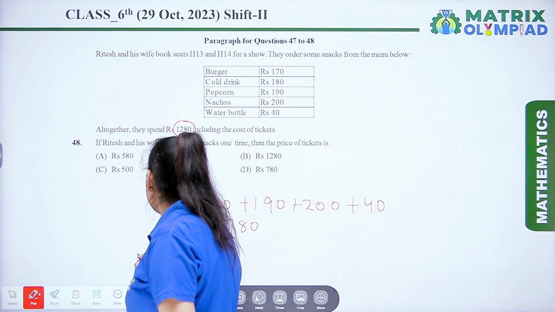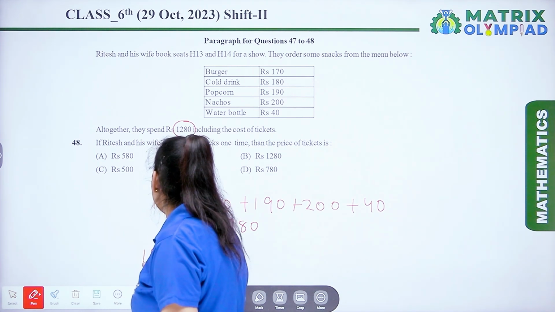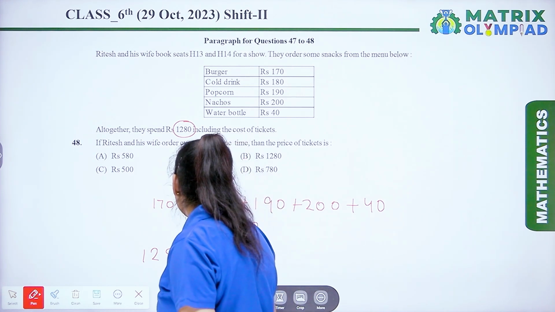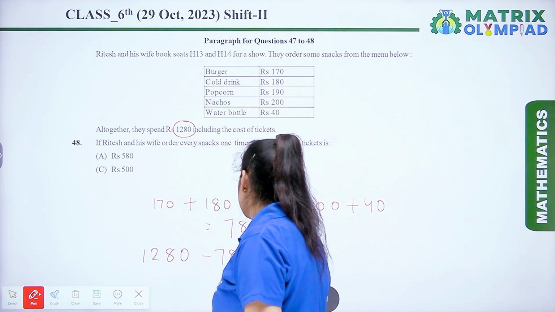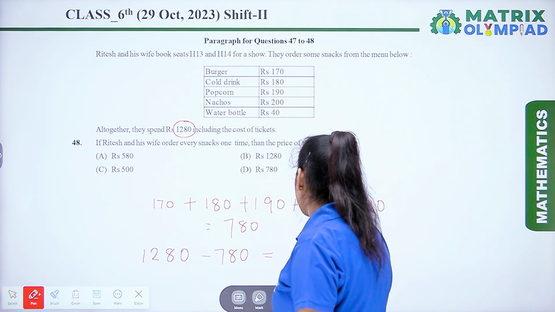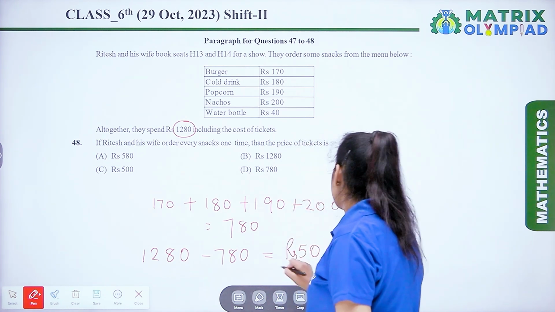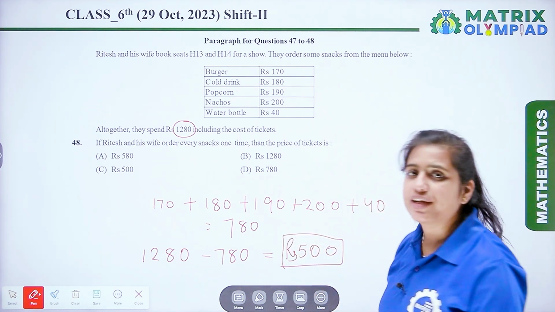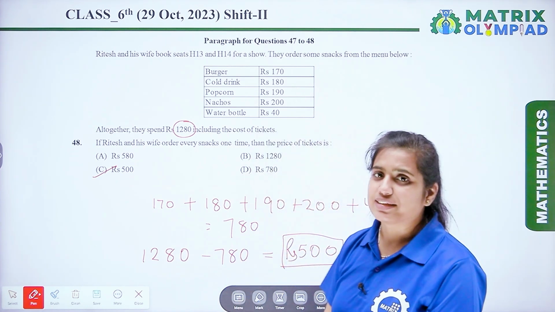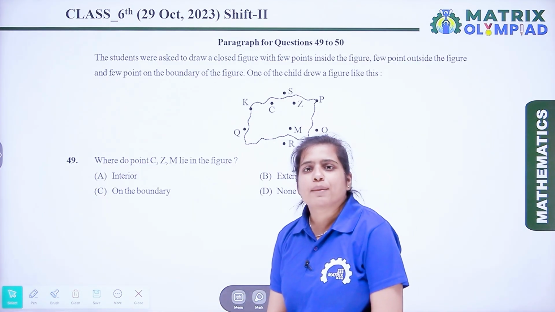Now we subtract 780 from 1280. So here we get rupees 500. So here option C is the correct answer. Now the next question is question number 49.